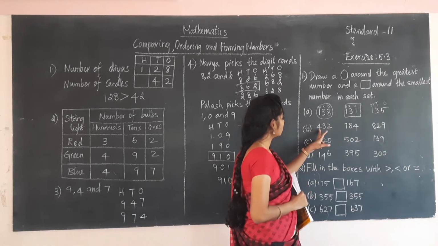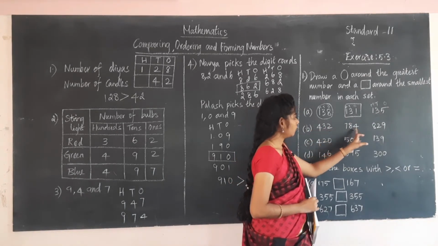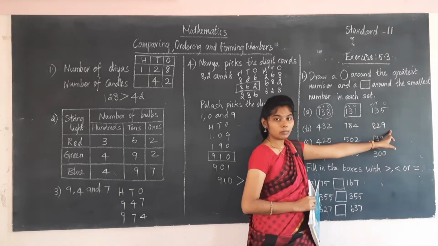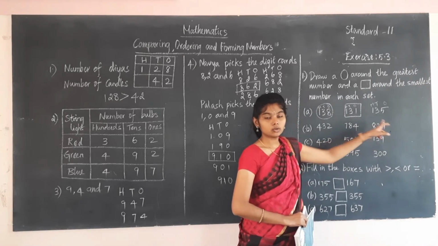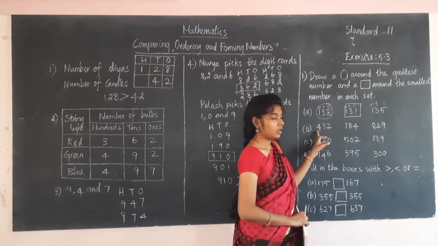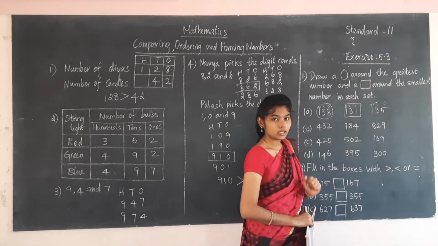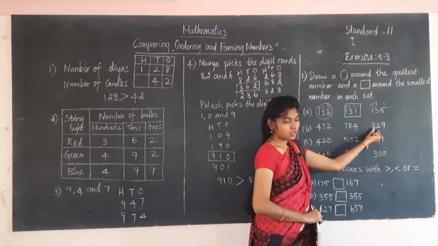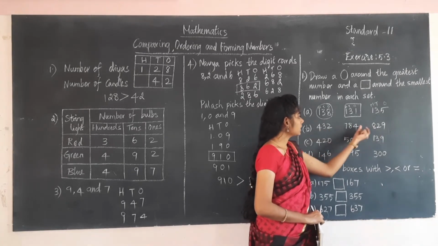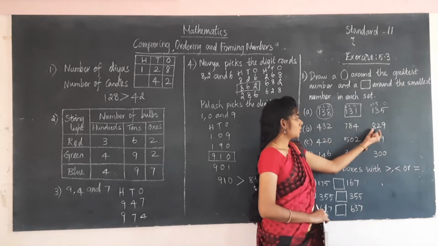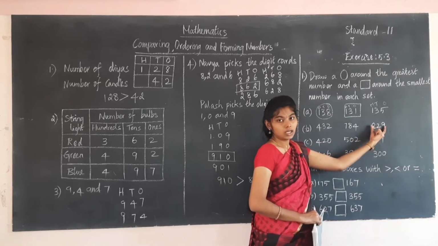So the next one is 432, 784, 829. To compare the numbers, what do we have to do? We have to look at the hundreds place number. Here there is 400, 700, 800. So which one is the greatest one? 8 is the greatest number by comparing the hundreds place. So 829 is the greatest number.